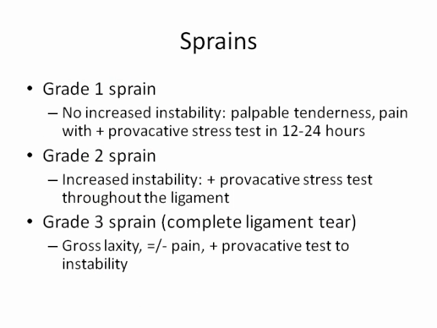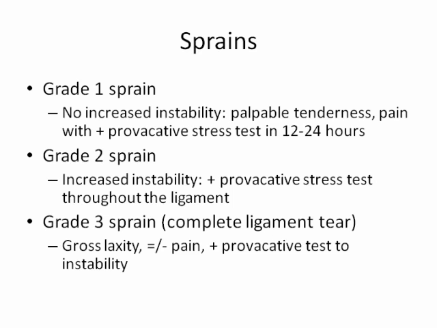Now we're going to talk about sprains before we talk about knees and ankles. There are 3 different types of sprain. Grade 1 is no increased instability, and it's a positive provocative test, and we'll go over those 6 tests in 12 to 24 hours, with palpable tenderness, but pain with the test.